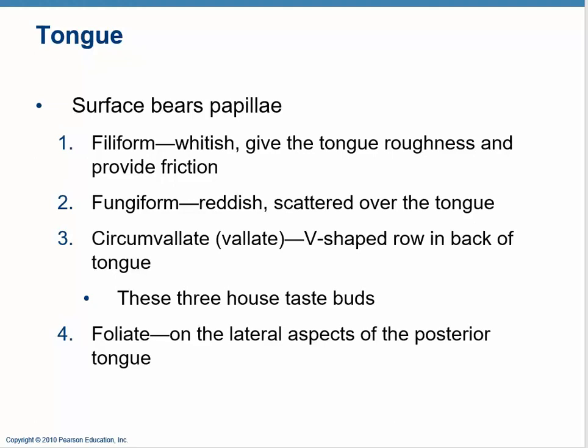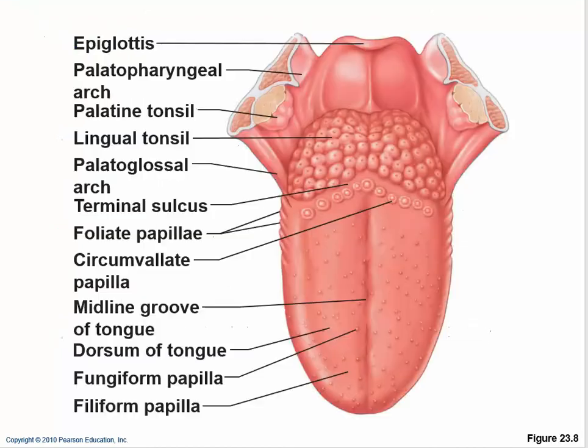And then on the side of the tongue, there are papillae that look like leaves, and they're called foliate, as in foliage, and they're found on the side of the tongue, and they're involved with taste as well, especially bitter taste, I believe. So that your tongue ends up looking like this.